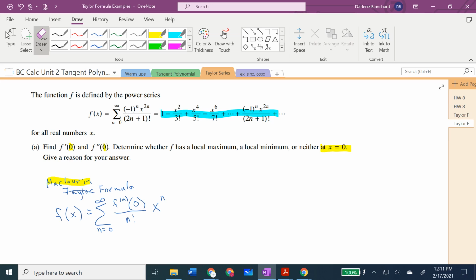And I want to point out to you that the f of x formula they're giving you does not look like the Taylor formula. But if you look at the terms that are here, if this is a function representing f, then this formula must hold true for every single one of the terms along the way.